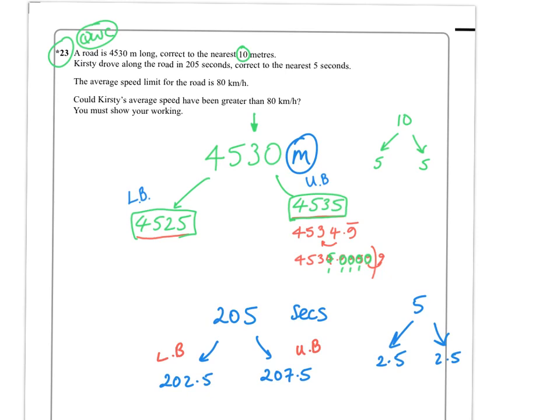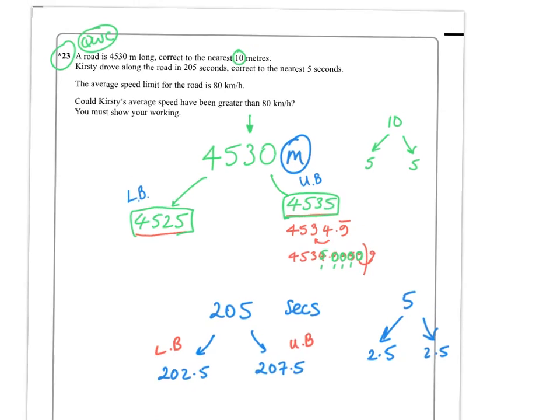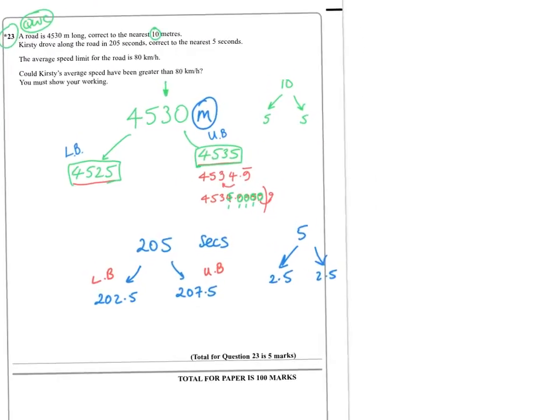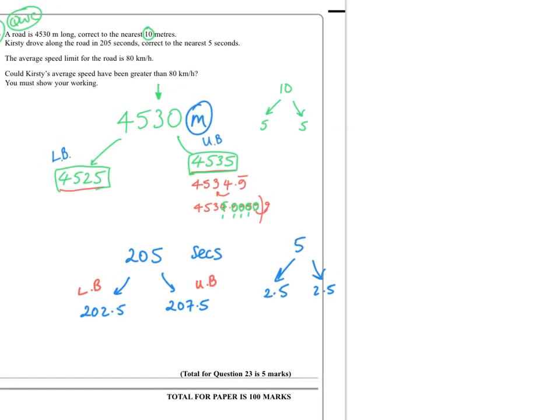And it says the average speed limit for the road is 80 kilometres per hour. Could Kirsty's average speed have been greater than this? Well, let's do some workings here. So we're going to talk here about cakes and people as an idea.